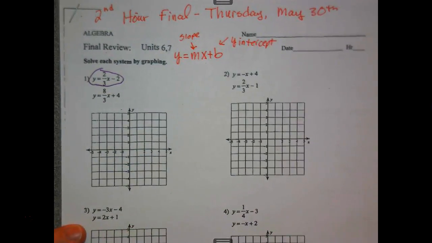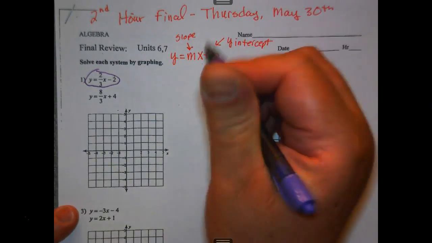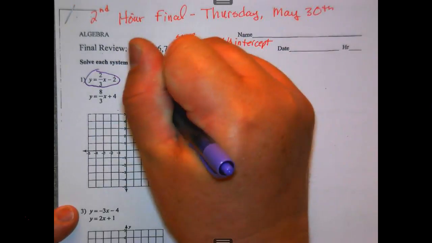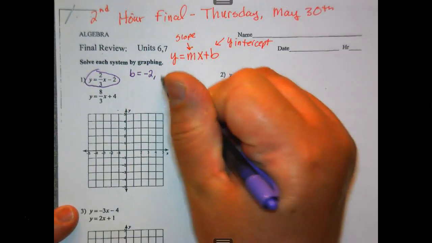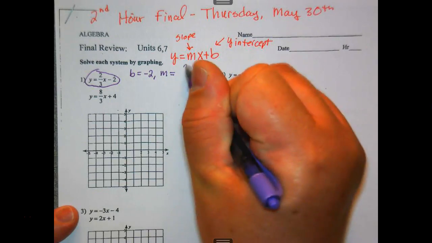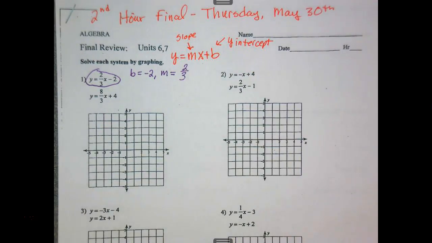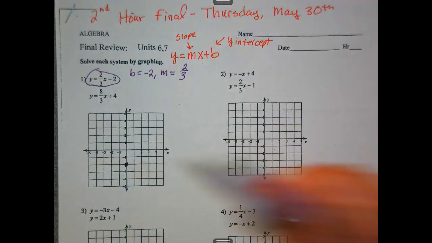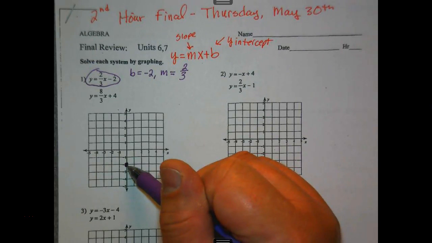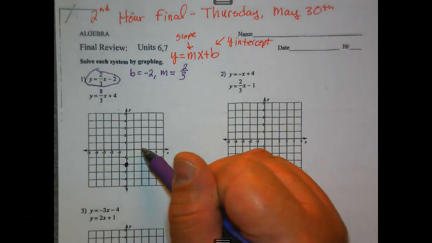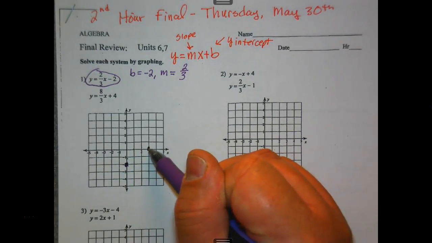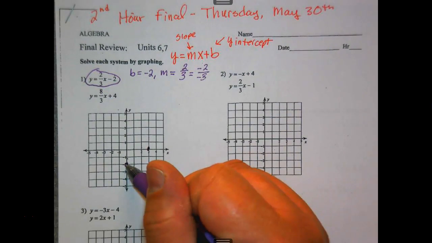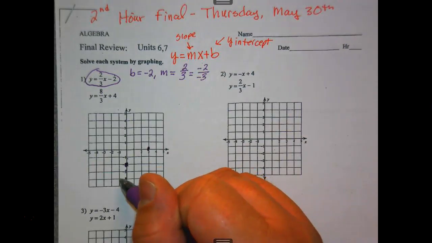Okay, so the first line is, let's see, my b is -2. My slope is 2/3. So it crosses my y-axis at -2. And it has a slope of up 2, to the right 3. Or we can use -2 over -3. So I can get 3 points, down 2 to the left 3.